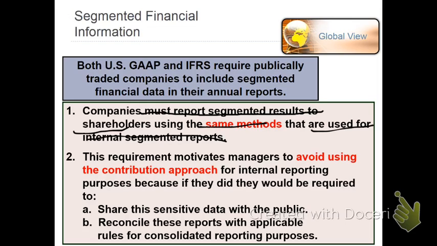Notice that requirement motivates managers to avoid using contribution margin variable costing. Why? Because if I use it internally, then I have to share it with my shareholders. If I share it with my shareholders, I have to share it with the public. And if I share it with the public, all my competitors are going to know what those costs and analysis are. I don't want that. That's private information. I don't want to make that available to my competitors.